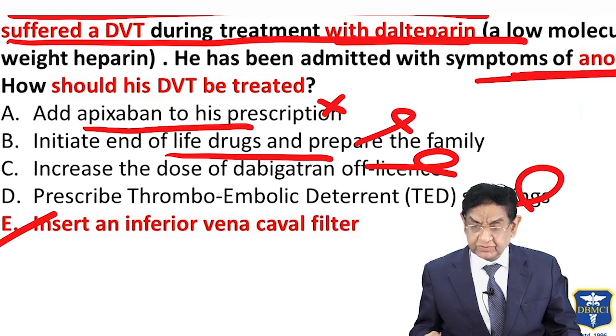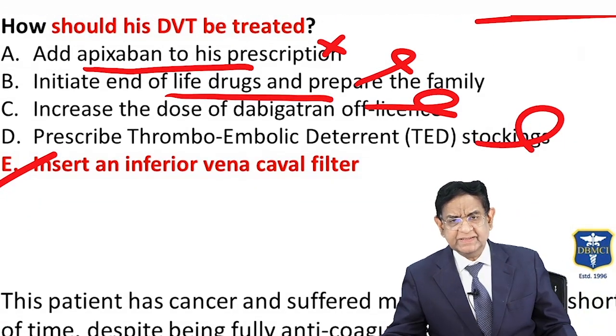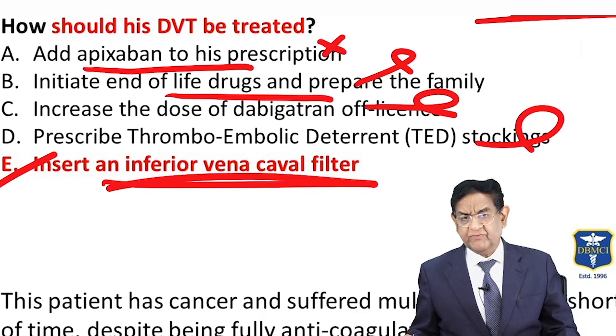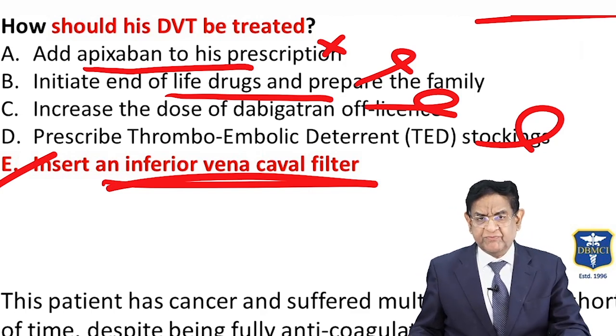Stockings? You prescribe stockings only as a prophylactic measure. It's not a treatment. When the patient already has recurrent thromboembolism, then the answer is an inferior vena cava filter, one of the strongest indications for putting in a filter.